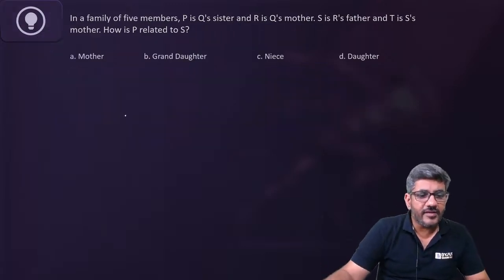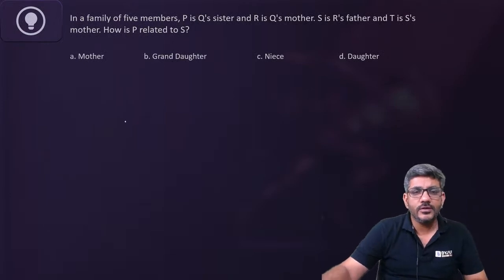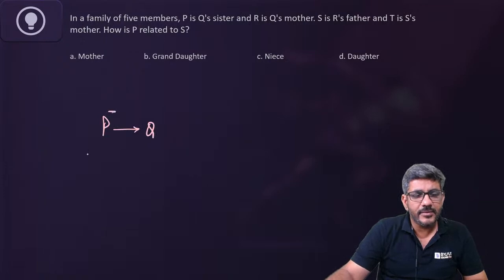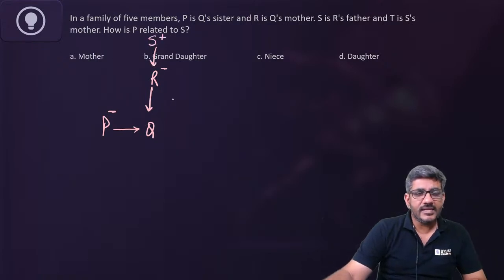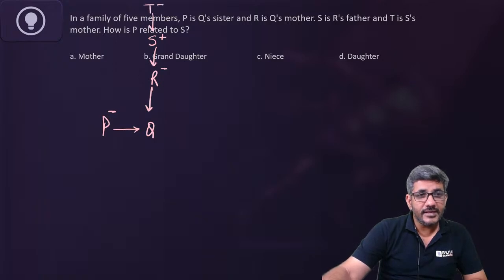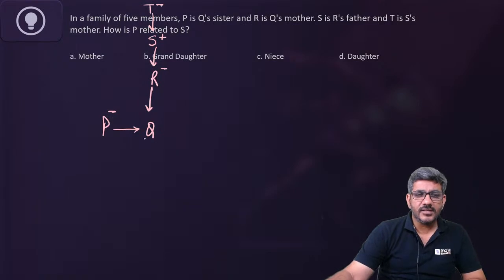In a family of 5 members, the question says P is Q's sister. So P is Q's sister. We know P is female. I don't know about Q. R is Q's mother. So basically R is the mother for both of them. S is R's father. Oh God, it goes above. And T is S's mother. अरे बाप रे, तो और ऊपर चला गया. So T is the mother of S, S is the father of R, R is the mother of Q, and P is the sister of Q.